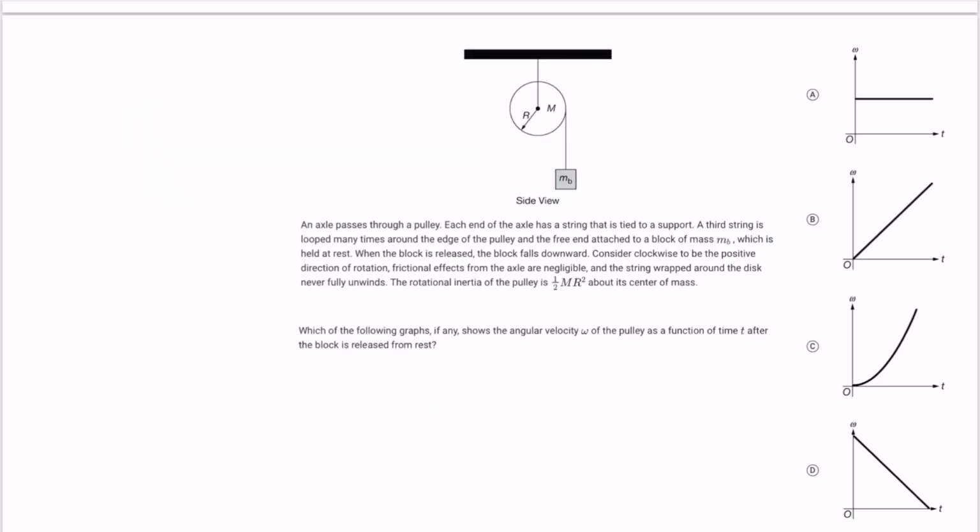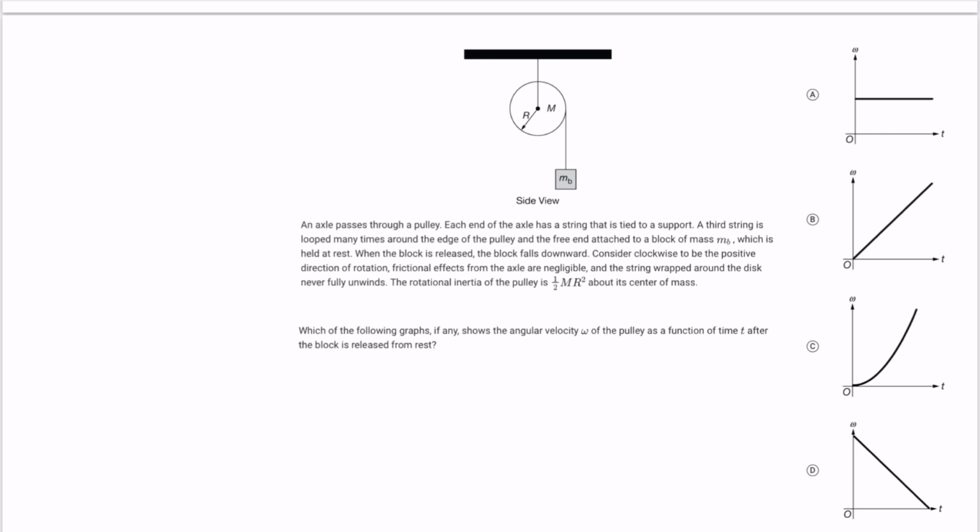So for this problem, we have an axle and a mass hanging from a pulley. The question says, an axle passes through a pulley. Each end of the axle has a string that is tied to a support. A third string is looped many times around the edge of the pulley, and the free end is attached to a block of mass MB. So that's what we see here. The free end is attached to this block of mass MB.